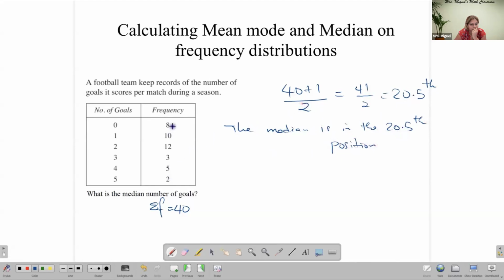Now, you can add the frequencies to see where the 20.5th position is. So if we start here, there are 8 zeros plus 10 ones, that's 18 numbers. So the 20th number is going to land among the 2s here. And so the 20.5th position would land among the 2s. And since it's all among the 2s, that would tell us that our median here would be 2.